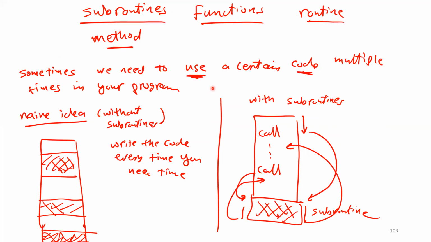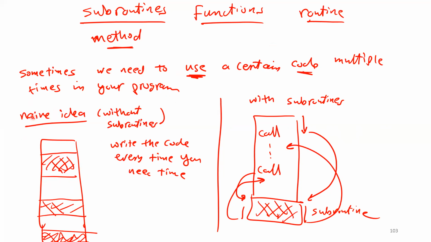Sometimes you want to use a certain code multiple times in your program. For example, I have a certain code to read a number from the keypad. On our Dragon board, we have a keypad, right? So I have some code to read one digit from the keypad. What if in the beginning of your program you want to read one digit, then after some instructions you want to read again? So you want to use this code multiple times in your program.